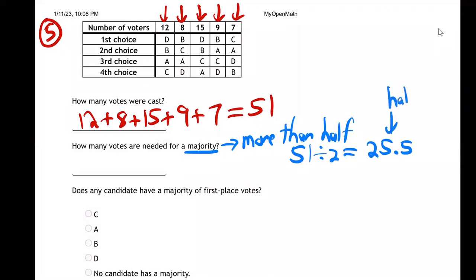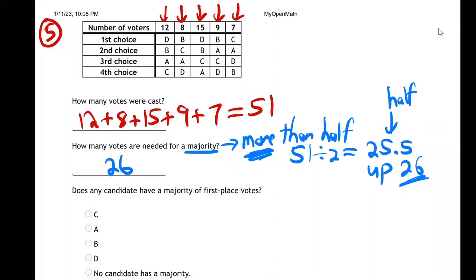That's half. But majority is supposed to be what? More than half. Round it up. So go up to what? 26, exactly. So 26 votes would be a majority, would be more than half. Is that making sense how I did that? Just divide by 2 and go up to the next number. So notice that means if any candidate got 26 votes, he or she would have more than half and should definitely win the election. That's more than half.